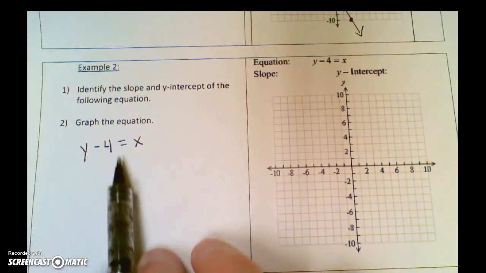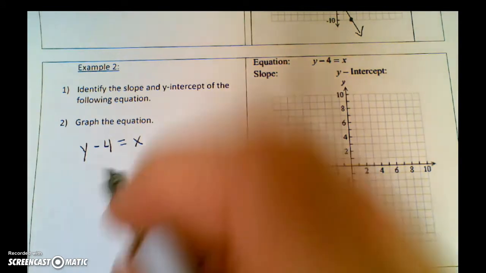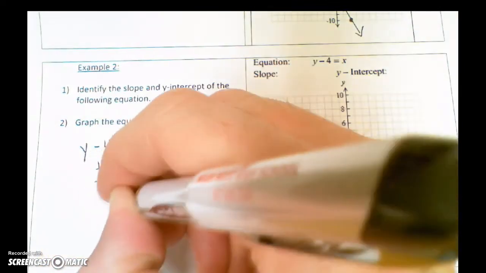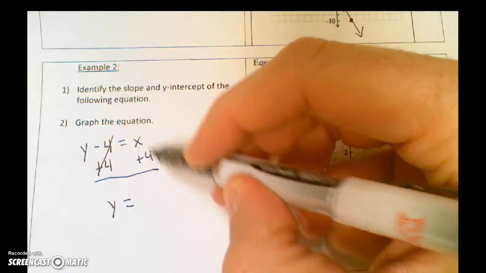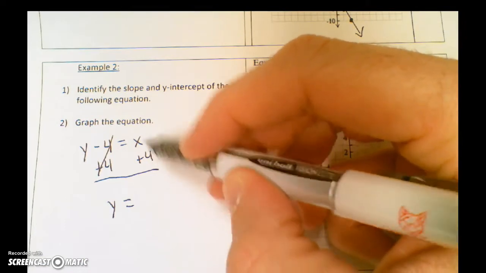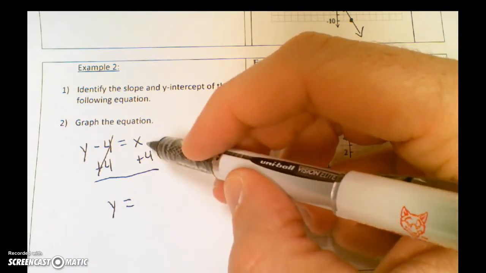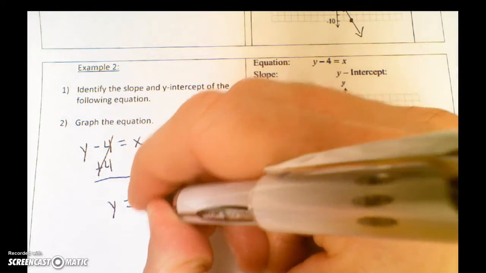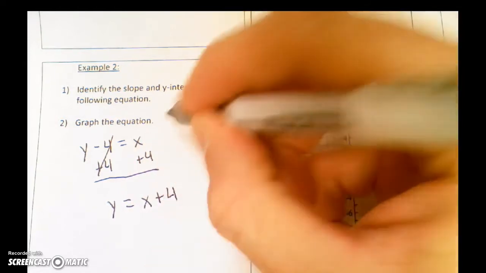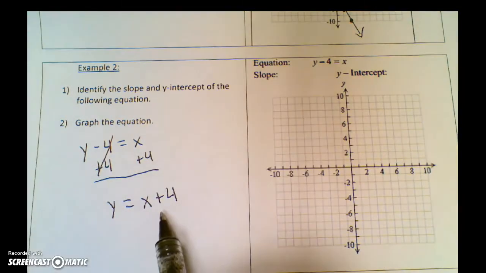So how do I undo subtracting 4? The opposite of subtracting 4 is adding 4. So I'm going to add 4 to both sides. Y equals, this does not combine. These are not like terms. You can't tell me that this is 5x. That would be incorrect. You just write this as a statement of you adding two things together. You're adding x plus 4 because they're not like terms.